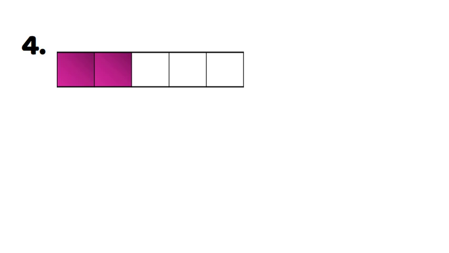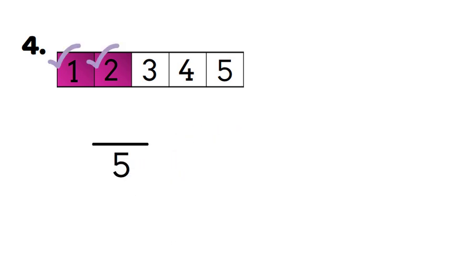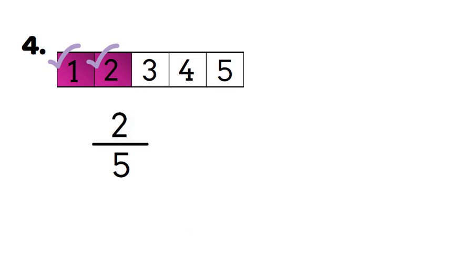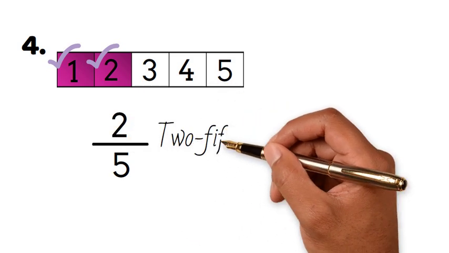For number 4, we see that another rectangle has been divided into 5 equal parts. The denominator of the fraction would be 5. There are 2 parts of the rectangle that have been shaded. So the numerator would be 2, and the fraction of the rectangle that has been shaded is therefore 2/5.